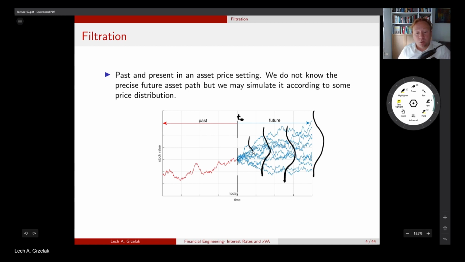And of course, closer to today, this distribution becomes narrower and narrower. So if, for example, we are in this area, this distribution is very narrow. This means that the uncertainty related to tomorrow's market situation, for example, if you look at the stock, where the stock could be tomorrow, is much more limited than if we think of how the stock could behave in a year or two.